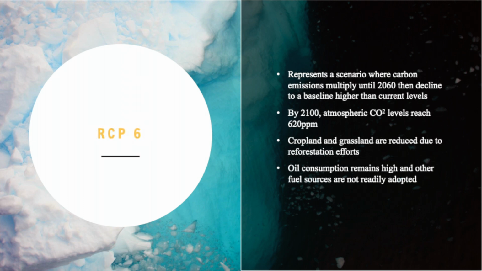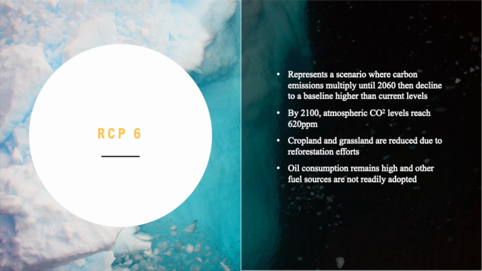RCP 6 represents a scenario where carbon emissions multiply until 2060, where they then decline steadily but never reach a level lower than our current emissions. By 2100, atmospheric carbon reaches 620 parts per million, almost 200 parts per million higher than our levels today.